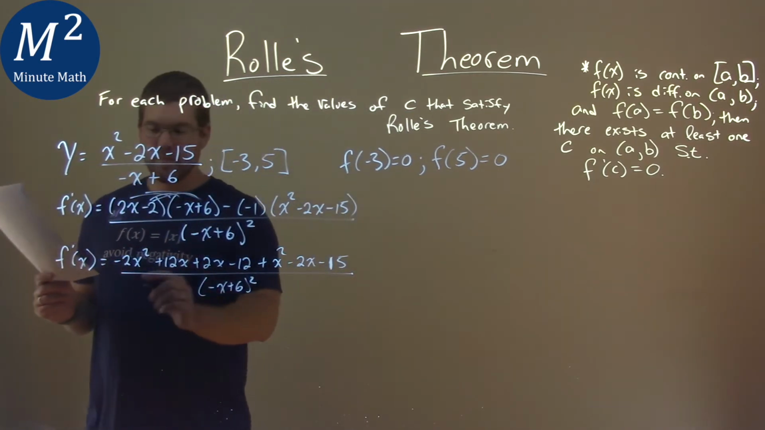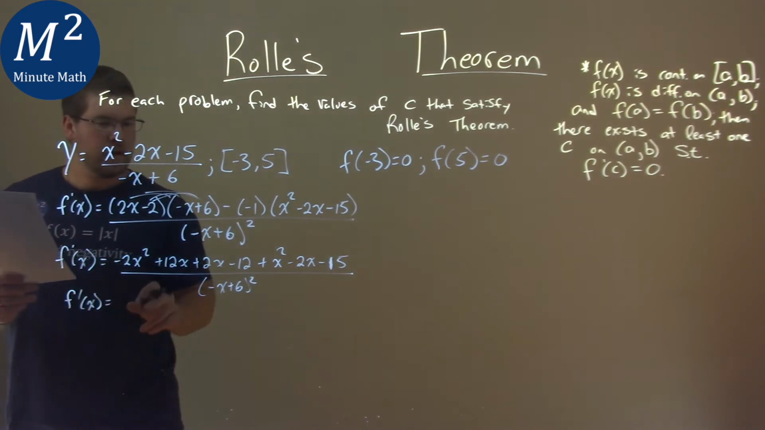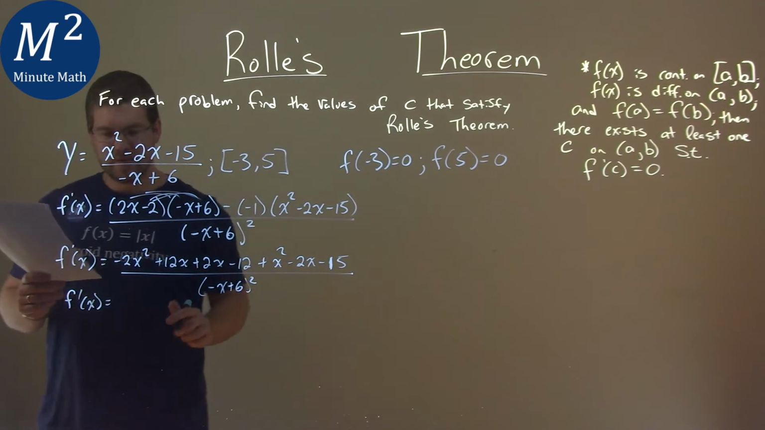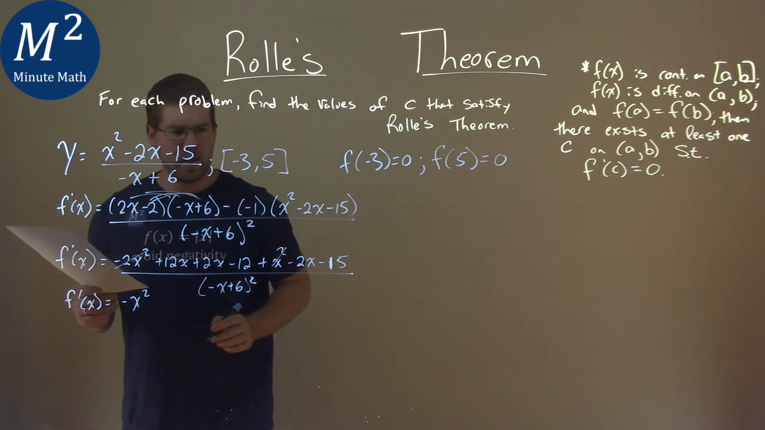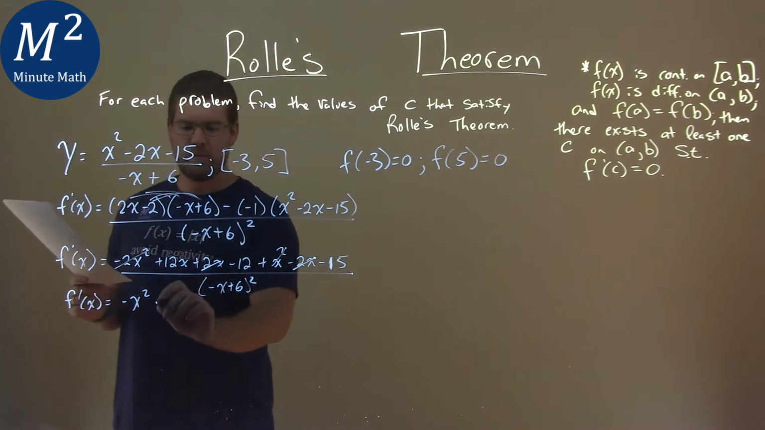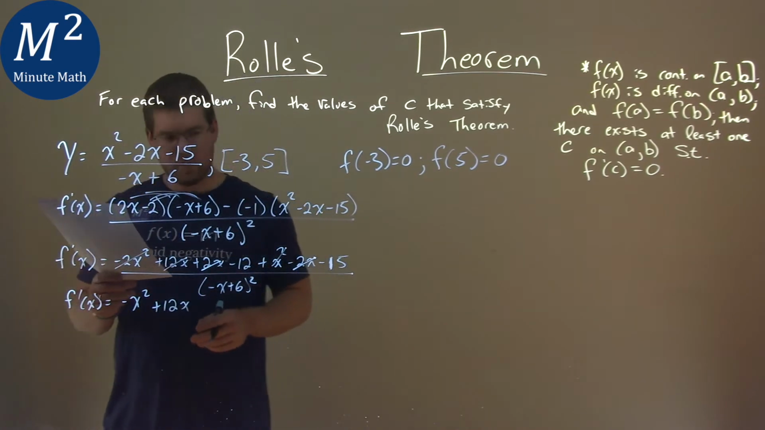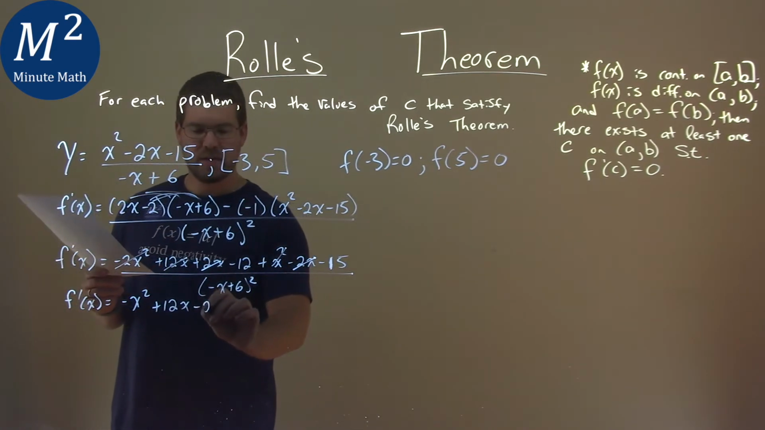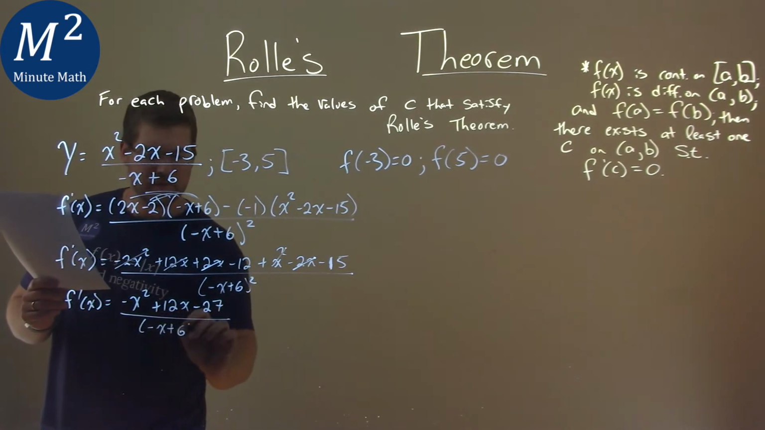From there, let's combine our like terms. So many steps here, but it'll be worth it. Negative 2x squared plus an x squared is a negative 1x squared. The 2x and the negative 2x cancel each other out, so we just have a plus 12x here. Got that down. And then negative 12 minus 15 is a negative 27. All of that over this negative x plus 6 all squared.